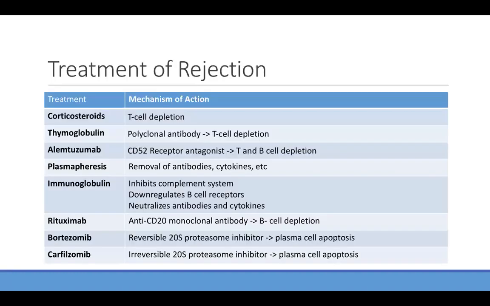So now going on to the last part, which is treatment of rejection. We've talked about desensitization, which is prior to transplant, induction, which is at the time of transplant, and maintenance, which is after the transplant. And then this is just in case someone has rejection, how do we treat the rejection?